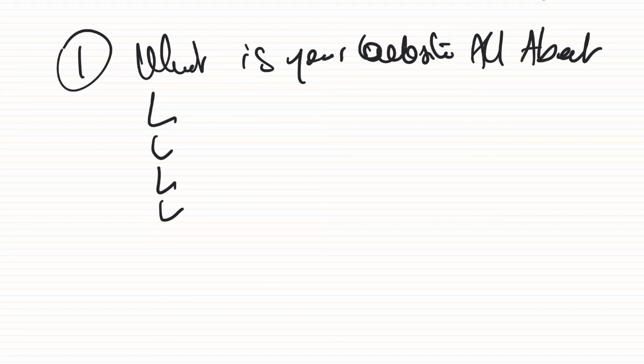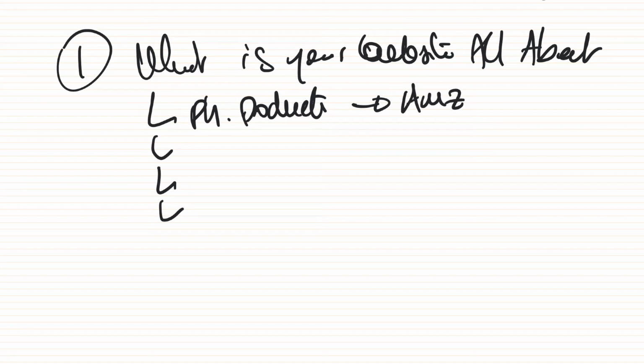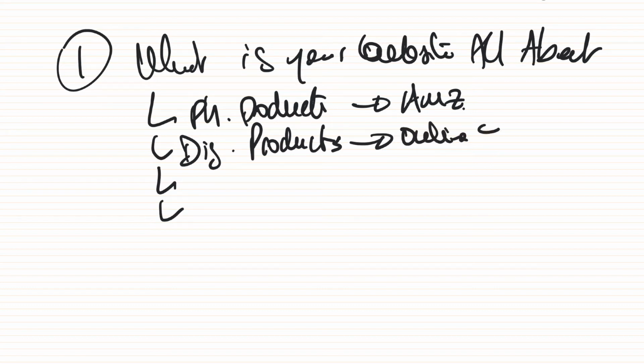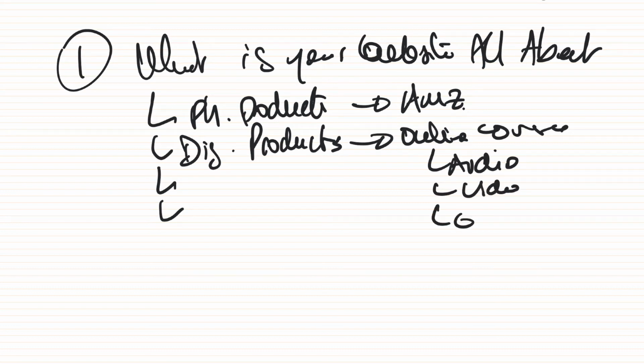First, the physical products. Usually it depends on your niche, but basically the way to go will be Amazon. You can also brainstorm for digital products, and these are basically going to be online courses. It could be audio programs, video programs, but it could also be, for example, ebooks.